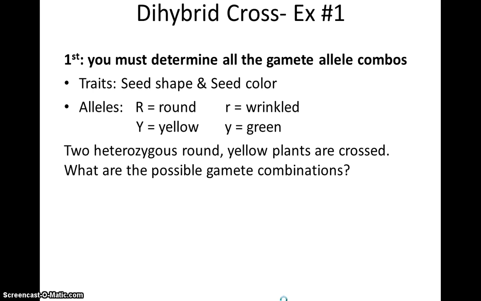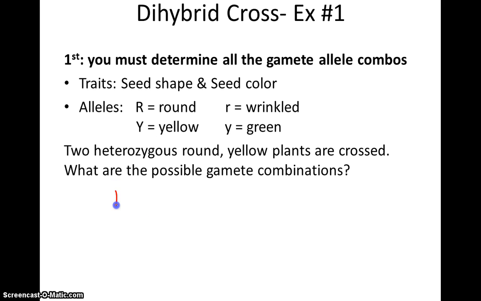We have 2 heterozygous round yellow plants that we're going to cross, and we want to know the possible gamete combinations. So how you're going to do this is first you need to just go ahead and actually write out the genotypes based on what they've told us. So it says they're heterozygous round and yellow, and they're both that way. So once we figure out one, we'll figure out the other.